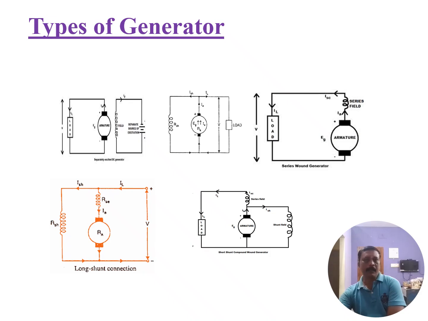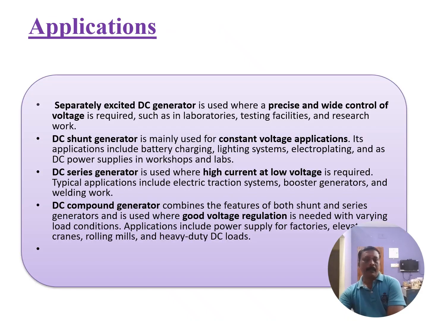Next, we will discuss the applications of generators. The separately excited DC generator is widely used where precise and wide control of voltage is required, such as in laboratories, testing facilities, and research work. The DC shunt generator is mainly used for constant voltage applications. Its applications include battery charging, lighting systems, electroplating, and as a DC power supply in workshops and labs. The DC series generator is used where high current and low voltage are required. Typical applications include electric traction systems, booster generators, and welding work.